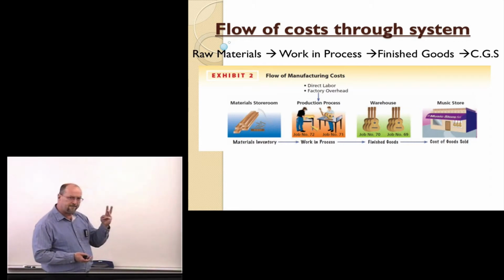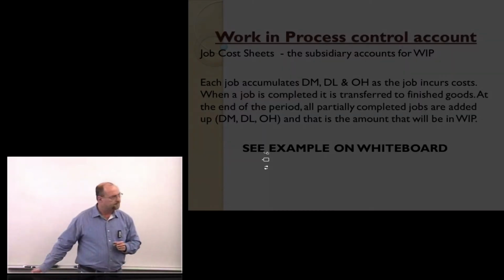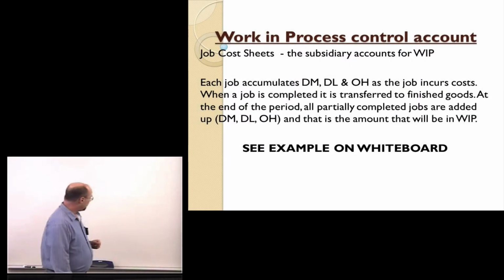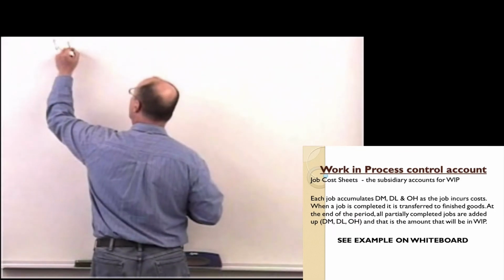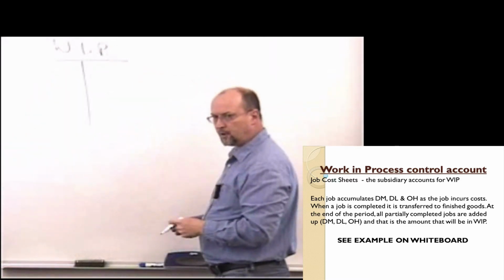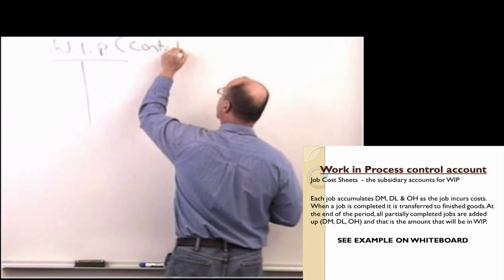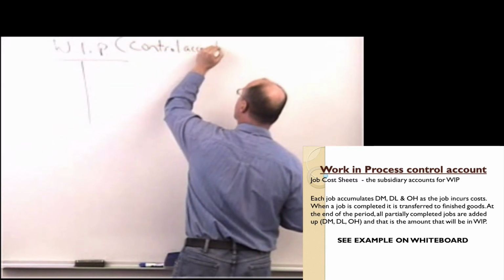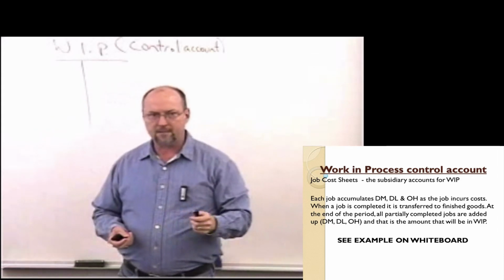So in a manufacturing environment, we have three types of inventories. We have raw materials, work in process, and finished goods inventory. Now, when we talk about work in process, I'm just going to abbreviate it WIP, work in process, or WIP. This is what's called a control account. Okay, we see control accounts a lot in all businesses.